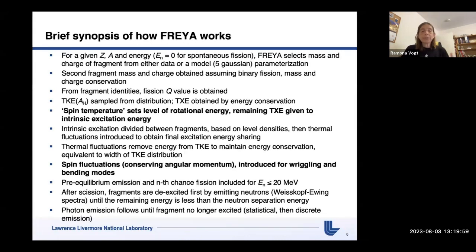And then after the fission, the fragments are de-excited first by emitting neutrons, according to Weisskopf-Ewing distributions. And then when you get to less than the neutron separation energy, you can't emit neutrons anymore, and then you emit photons, and that continues until the fragment is no longer excited. So that means you have statistical photons first, and then discrete emission, just like Nathan talked about yesterday.